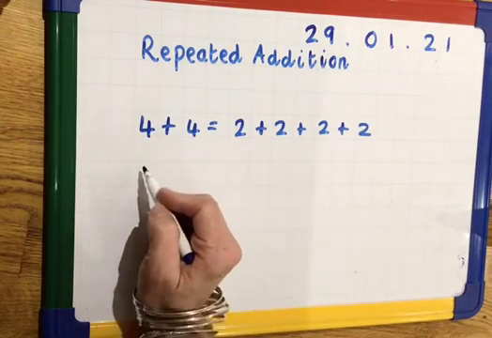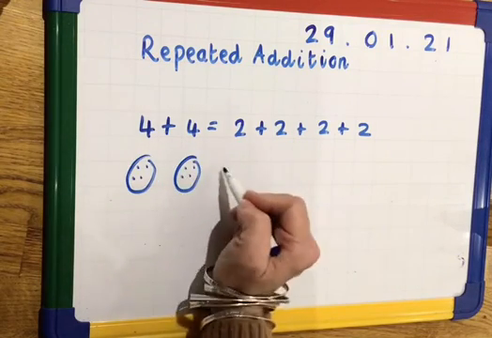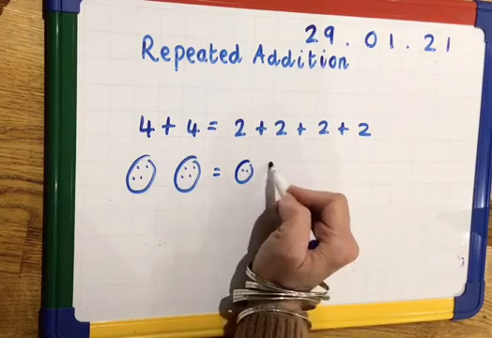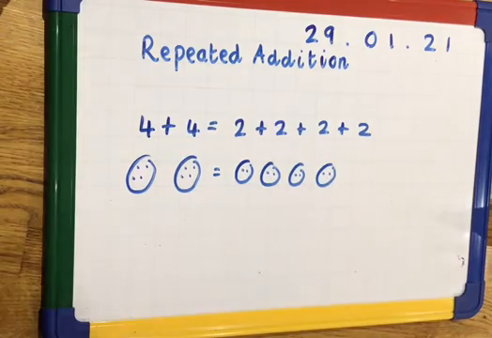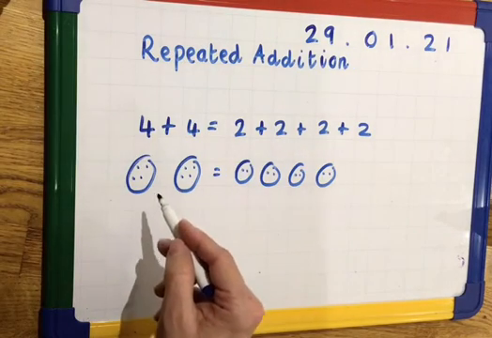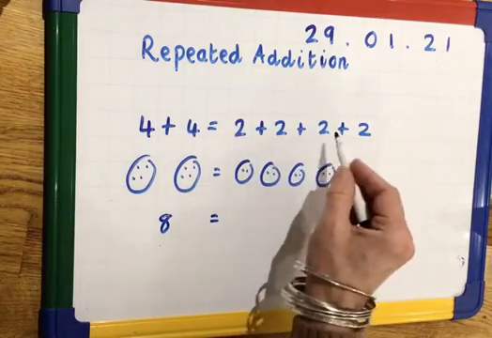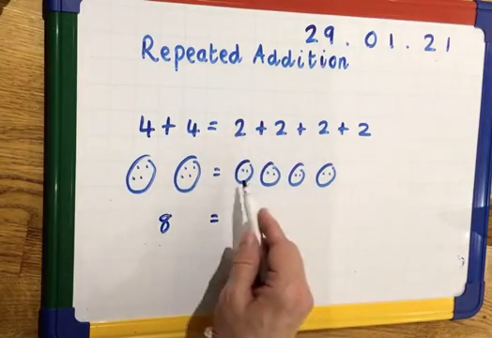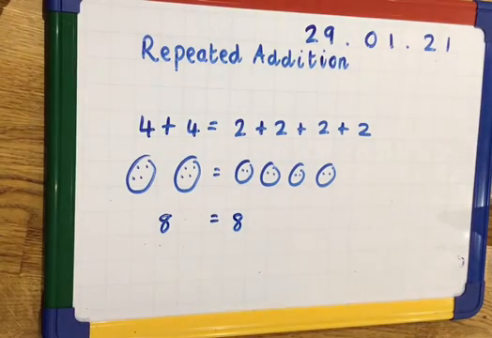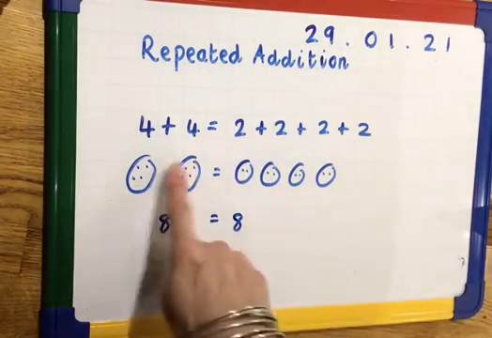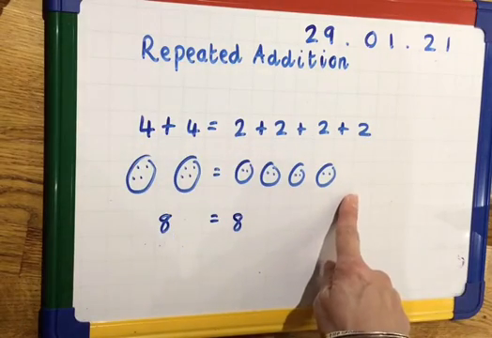So let me draw 2 groups of 4. Is that the same as 4 groups of 2? 2 groups of 4 adds up to 8. 2 add 2 add 2 add 2, 2, 4, 6, 8. Let's double check. 2, 4, 6, 8 is the same as 8. So if you're presented with an equation like this and you need to check it, you can draw a picture to help you.